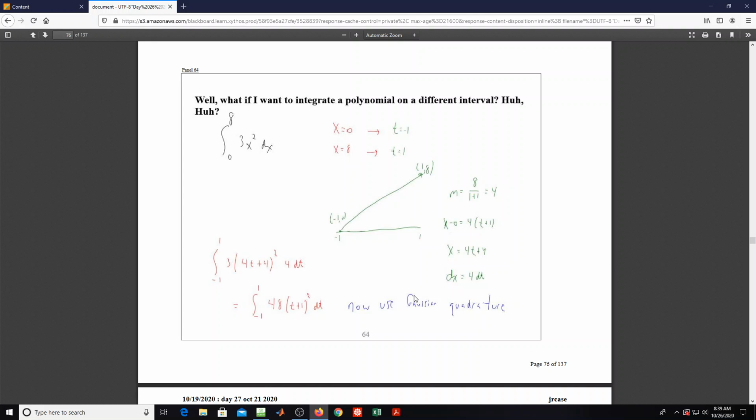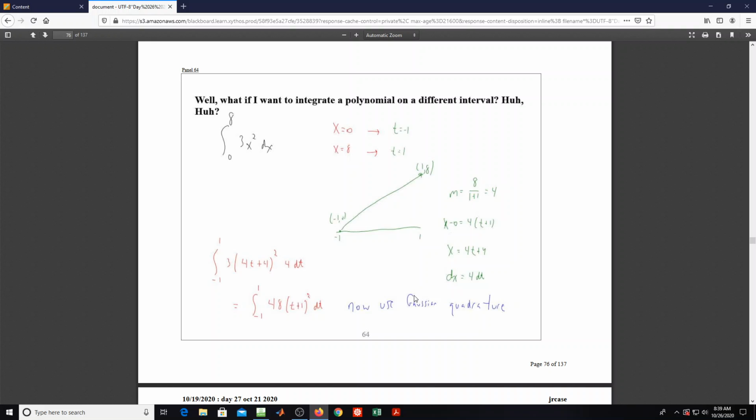Basically, it's setting up the slope. When x is 0, you want t to be -1, and x equal to 8, t equals 1. There is actually a formula in the book. You don't have to do it this way, but this is kind of how I think about it.